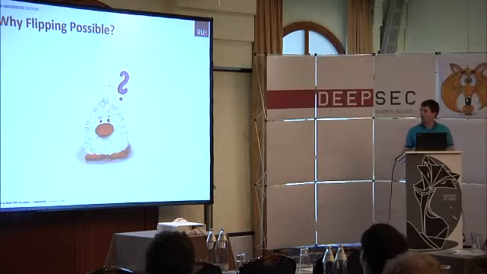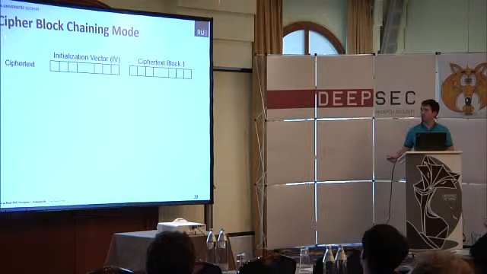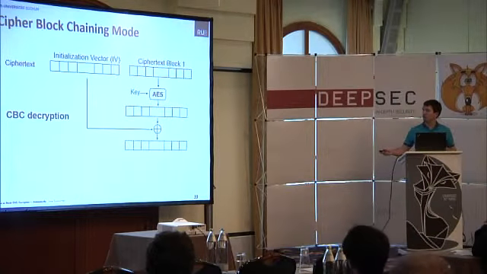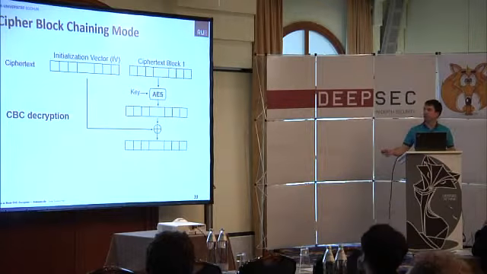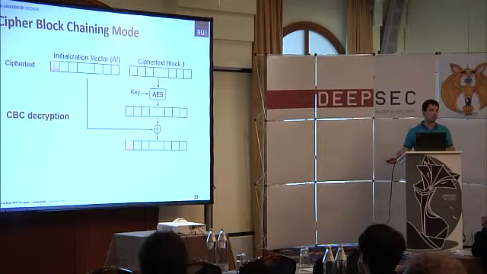This is because of the AES-CBC cipher block chaining mode of operation. So imagine we have a cipher block chaining mode of operation with an initialization vector. This is how decryption works. The ciphertext block goes to the AES function, and the initialization vector goes directly to the XOR function. So if we flip a bit in the initialization vector, this goes directly to the XOR function, and we flip also a bit in the plaintext. This is why we can flip bits in plaintext.